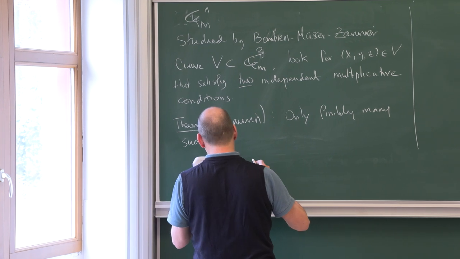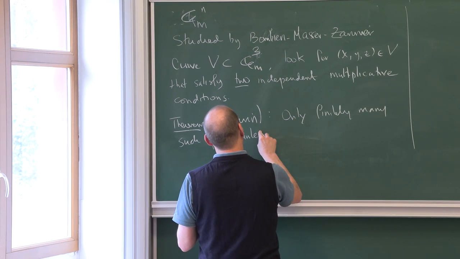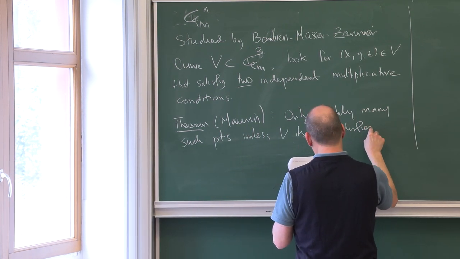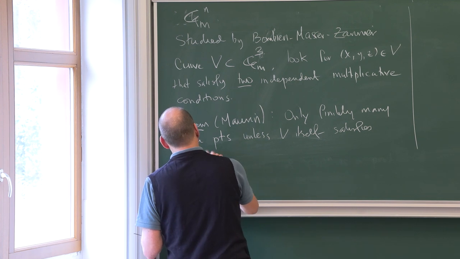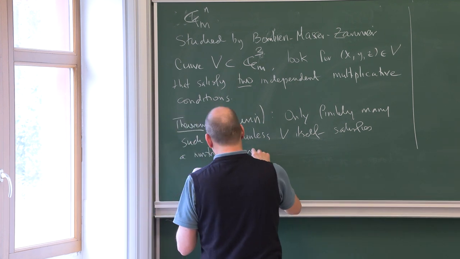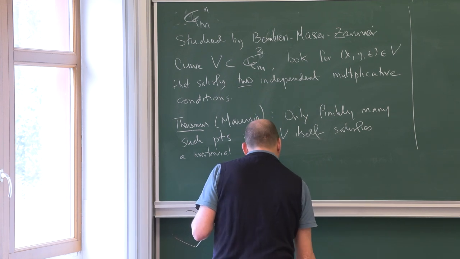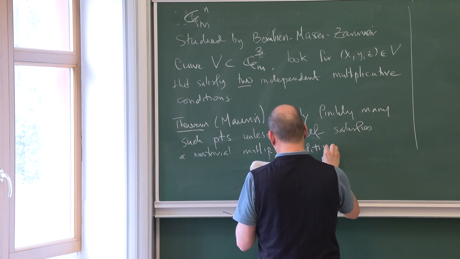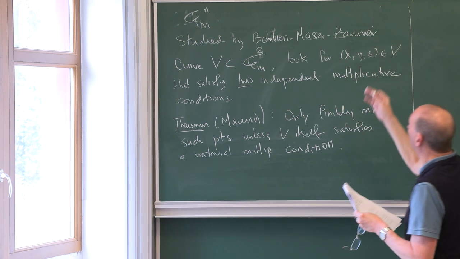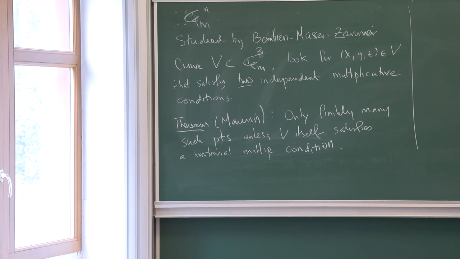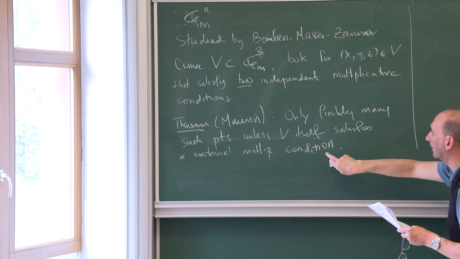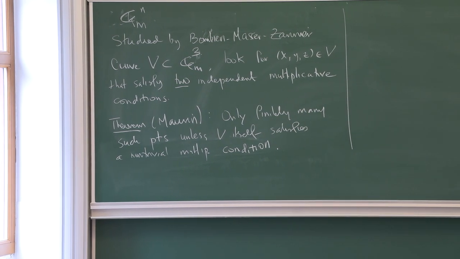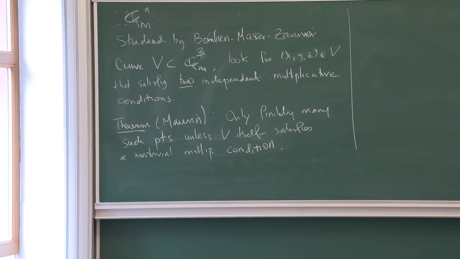There are only finitely many such points unless V itself satisfies a non-trivial multiplicative condition. All right, so Bombieri-Masser-Zannier proved this if V itself doesn't lie in a proper weakly special subvariety. So they had a stronger hypothesis, if you like, not the right hypothesis, which they talked about.